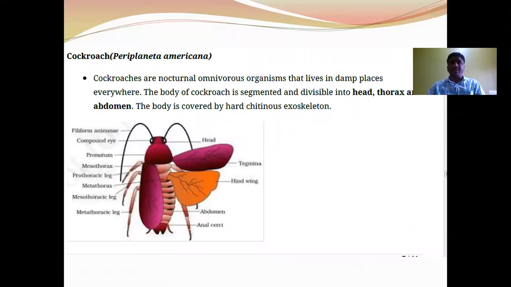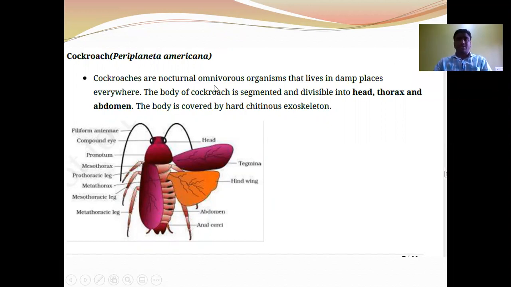The scientific name of cockroach is Periplaneta americana. The cockroach belongs to phylum Arthropoda, class Insecta, order Orthoptera, family Blattidae, genus Periplaneta, species americana.